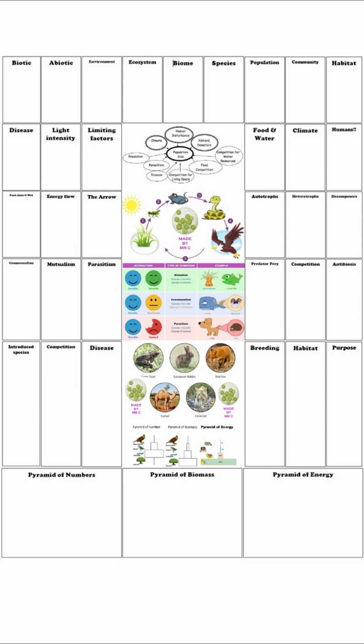The word biome means a particular ecosystem with a dominant vegetation and a particular climate. The word species means a group of similar individuals that are reproductively isolated, which means they can only breed with themselves to produce fertile and viable offspring. A population is a group of the same species in the same place at the same time. A community is a group of different populations in the same place at the same time.